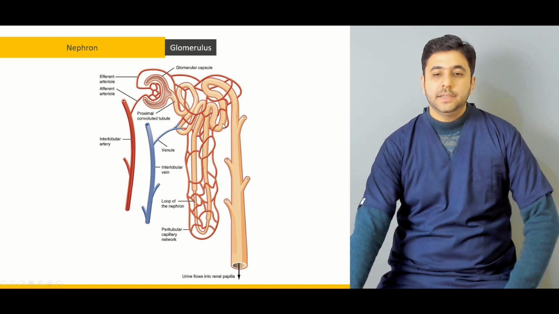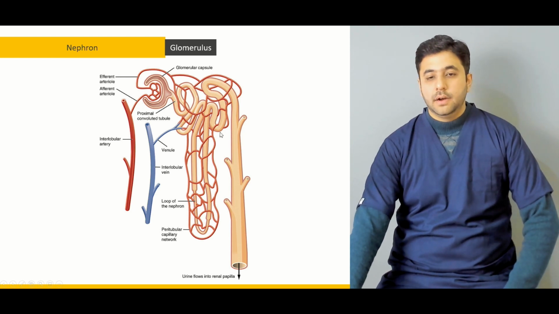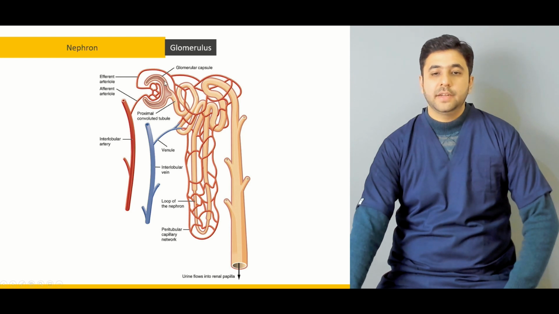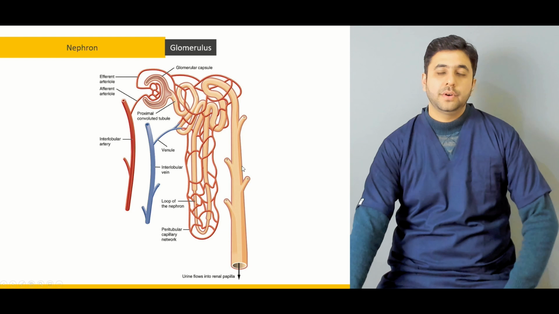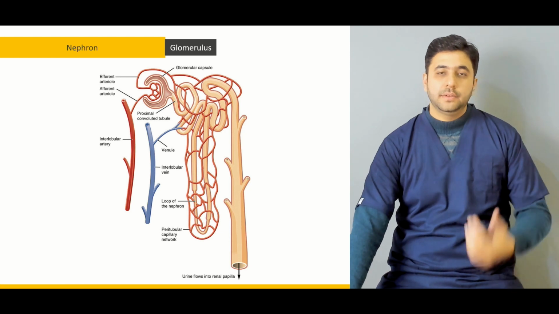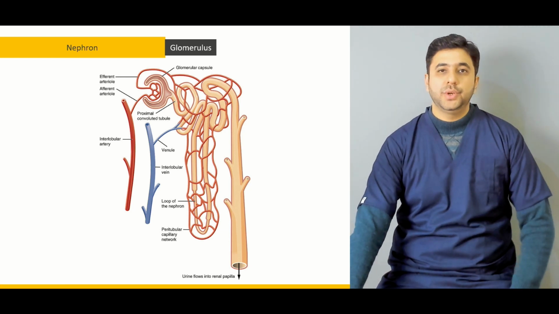This loop of Henle leads to the distal convoluted tubule, and afterwards, from the distal convoluted tubule, we can go forwards to the cortical collecting duct. And after the urine gets filtered here from the glomerulus, it passes through all these parts of the nephron and then goes to the renal papillae. And various renal papillae combine at the renal pelvis, and the urine eventually drains into the ureter.